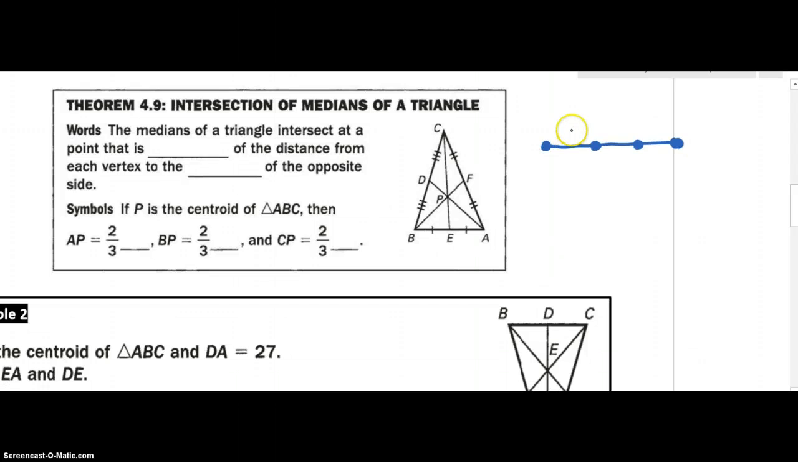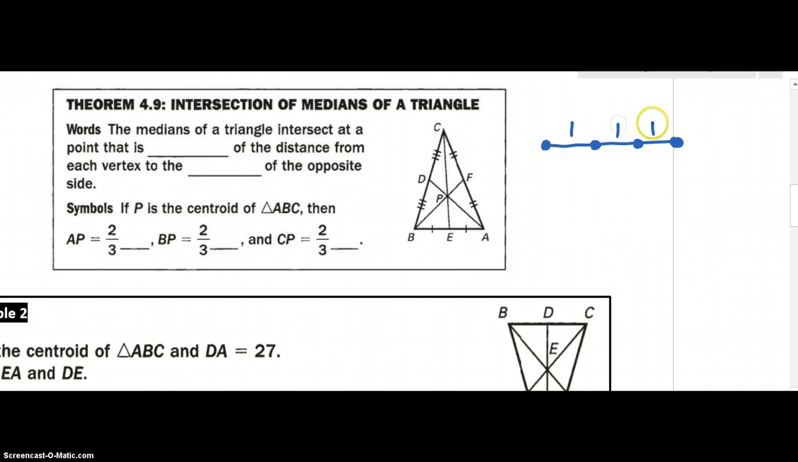So I divided the big segment into thirds. So if this is 1, 1, and 1, because they're all equal, the entire segment would be how long? 3. The entire segment is 3. I divided it into thirds, so it makes 3 equal pieces of 1. So then, if this far right segment is 1/3, if I combine these two, that is 2/3.